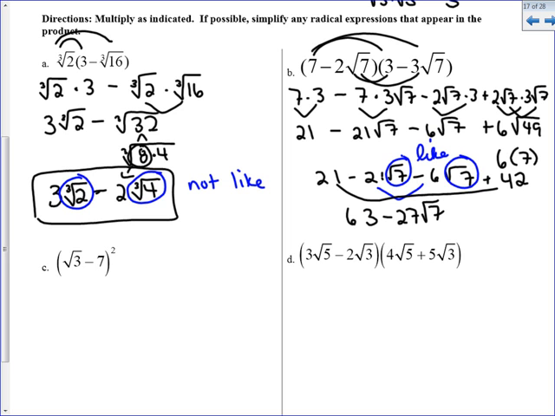Anna. So when you're multiplying, anything goes. Mm-hmm. When you're adding and subtracting, you have to be like terms. Yes. Multiplying, anything goes, and adding and subtracting, make sure they're like.